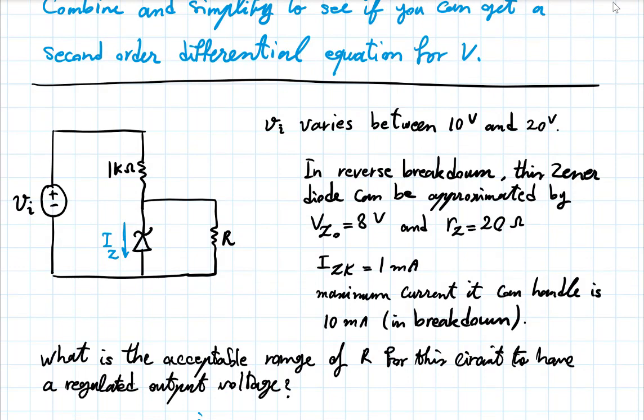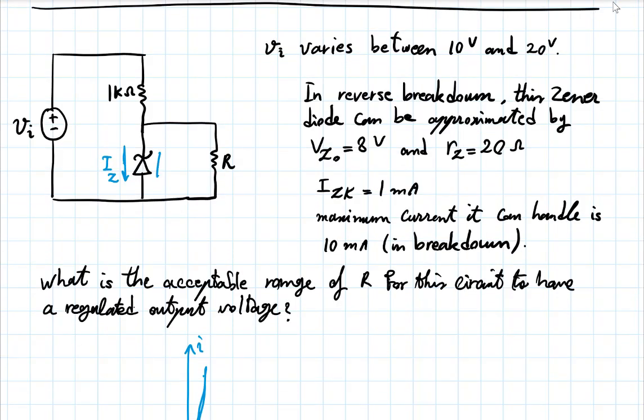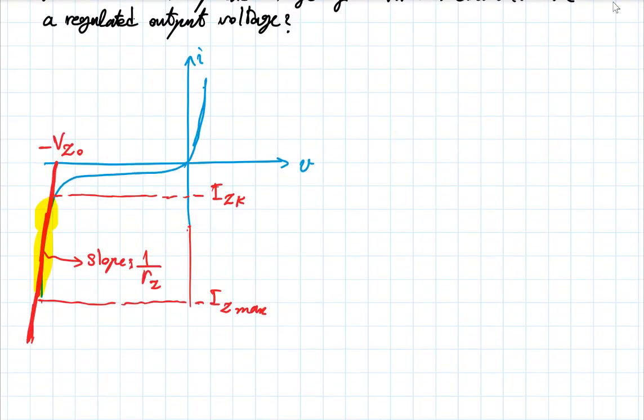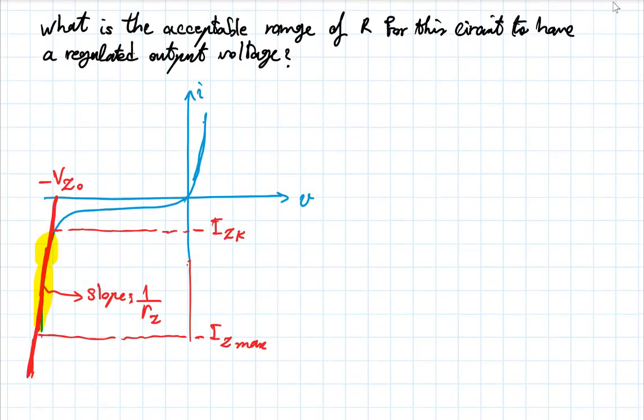Notice that I'm using that direction for Iz. So the current I that I've plotted on this graph is actually this, right? So Iz is minus I. And because I'm working in the reverse breakdown mode, it's conventional to use minus I, which we call Iz in this case. And that's why I have minus Izk and minus Iz max, because Iz is now a positive number. So I want Iz to stay above Izk and below Iz max.